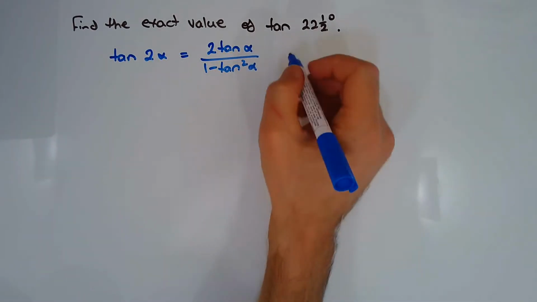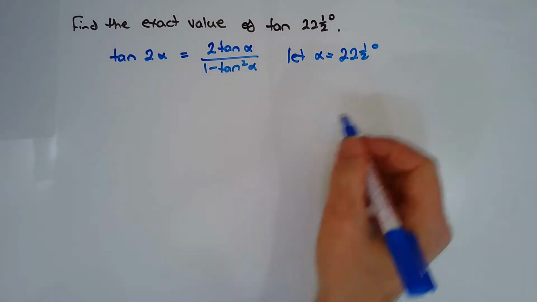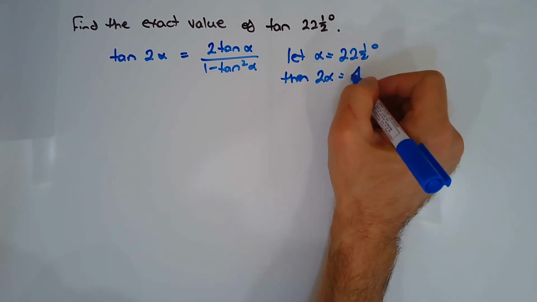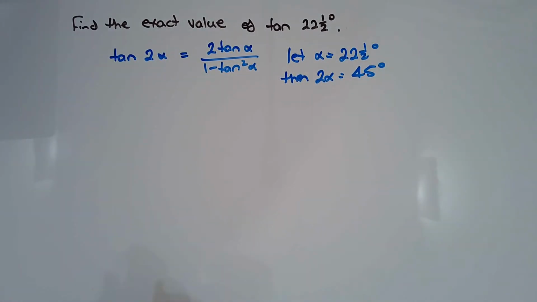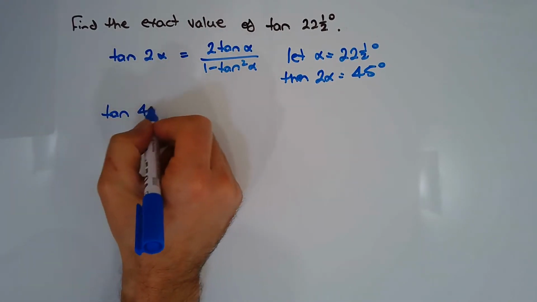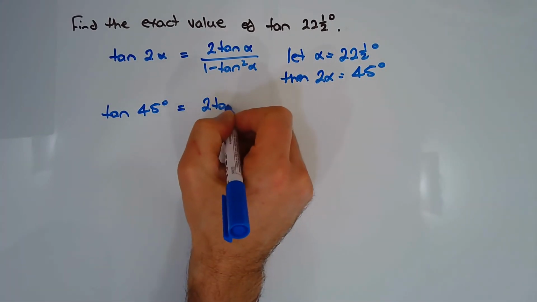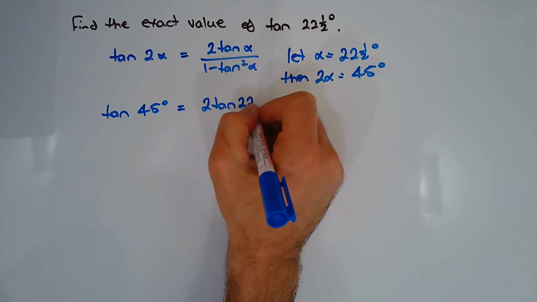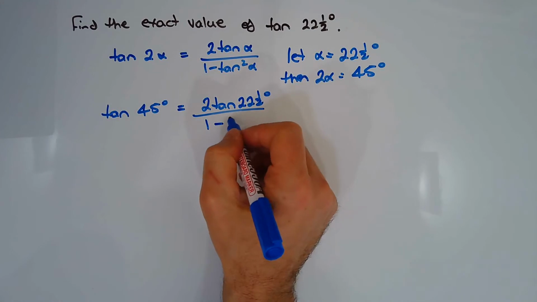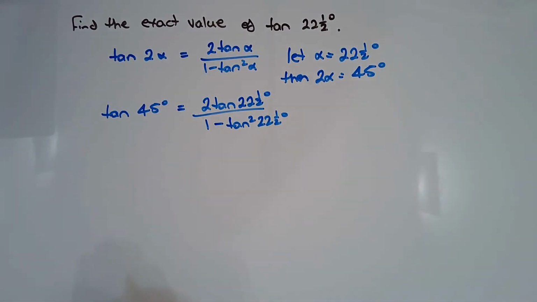So we can let alpha equal 22.5 degrees. So that means then that 2 alpha is 45 degrees. So we could replace 2 alpha with 45 degrees. So tan of 45 degrees is equal to 2 tan 22.5 degrees over 1 minus tan squared 22.5 degrees.